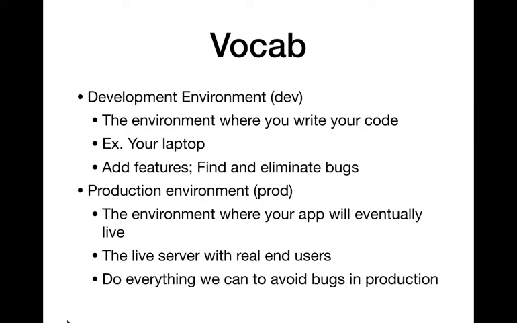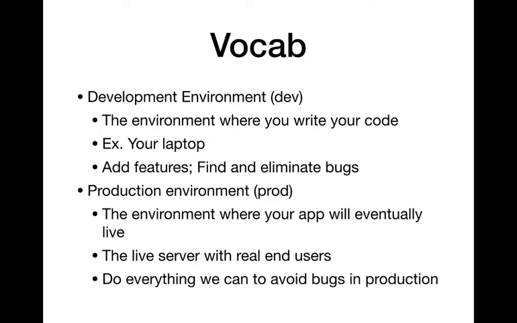Production environment is where your app is actually deployed. This is where users are going to interact with your app. It can be a server on a rack somewhere. This is wherever your app lives when it's actually live to the world. This is the production environment, we call it.